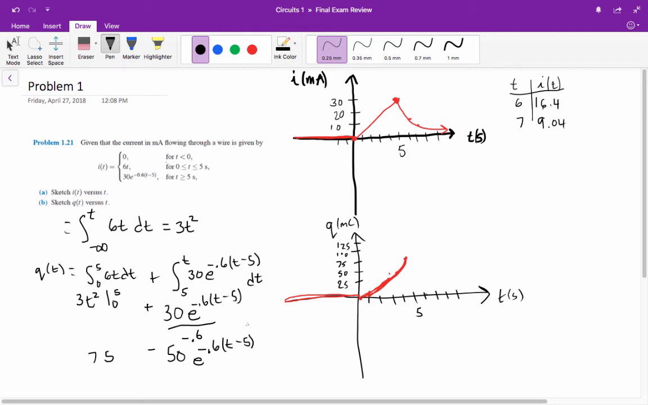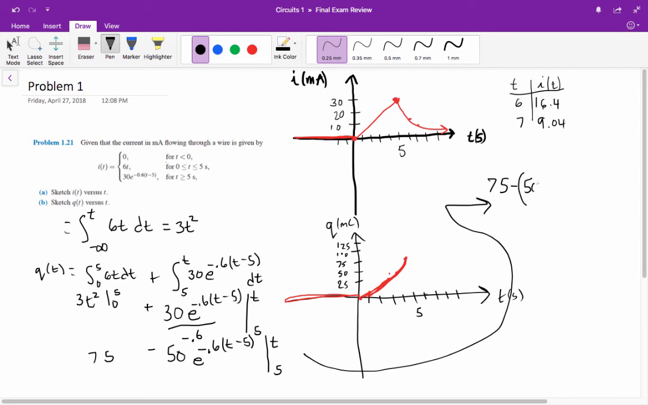But what I forgot here is that this is evaluated from 5 to t, so we're not quite done yet. So we plug in t, and we get 75 minus 50 e to the minus 0.6 (t minus 5). And then we subtract plugging in 5, so when we plug in 5, 5 minus 5 is 0, e to the 0 is 1, so that's 50.